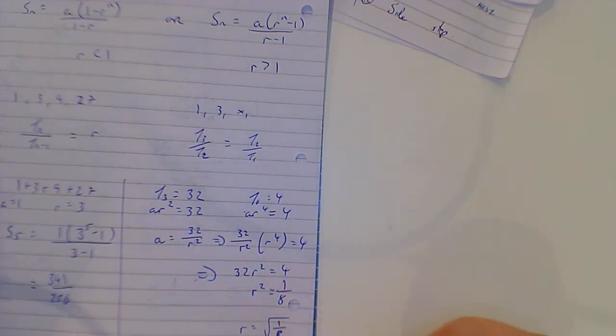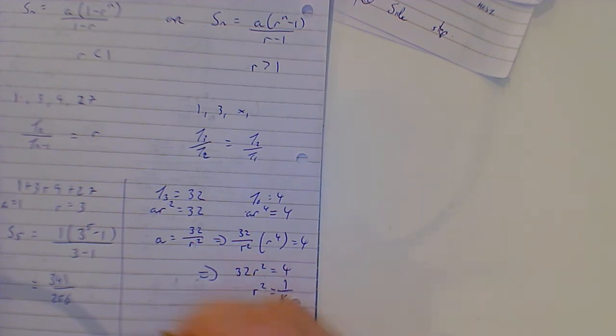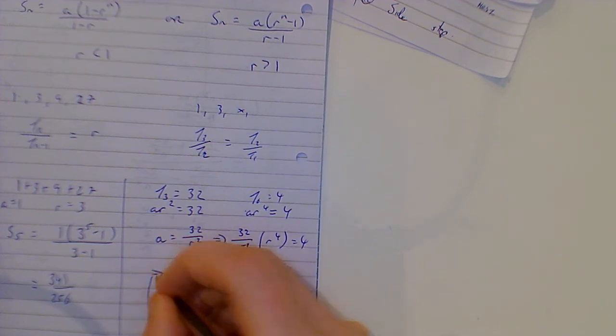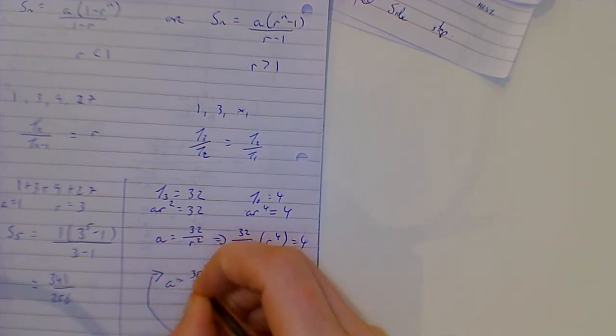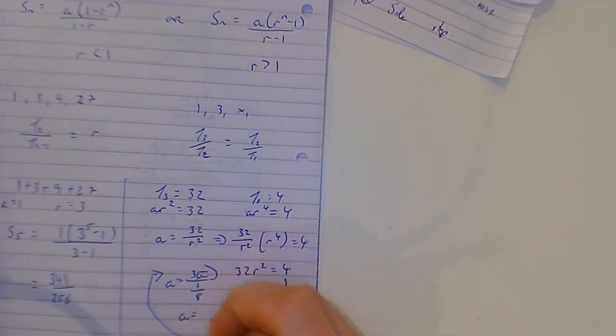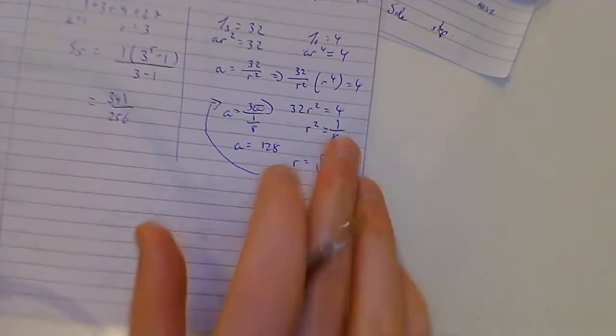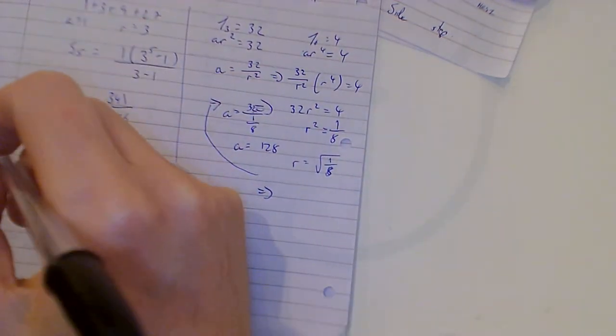Okay? Plain simple, easy enough. Then sub it back in. We get our a. Sub it back in up here. a is 32 over r squared. Square that out, that's 1/8. So a comes out at 128. Now, that's pretty easy.